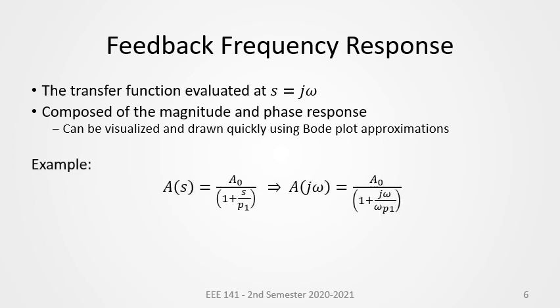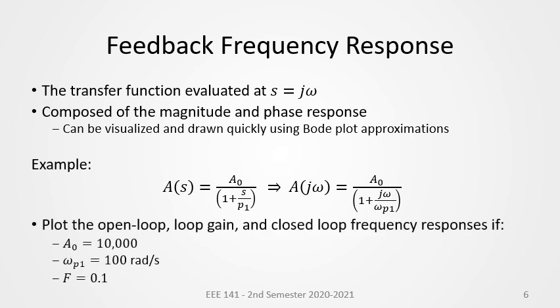To appreciate how plotting the frequency response will help us in analyzing feedback systems, consider the sample system described. The forward gain's transfer function or impulse response is given in terms of s. To get the frequency response, we simply replace s with j times omega. And note also that we have replaced p1 with omega p1 to avoid confusion with evaluating the denominator to 0 and treating that as the actual pole location in the S domain.